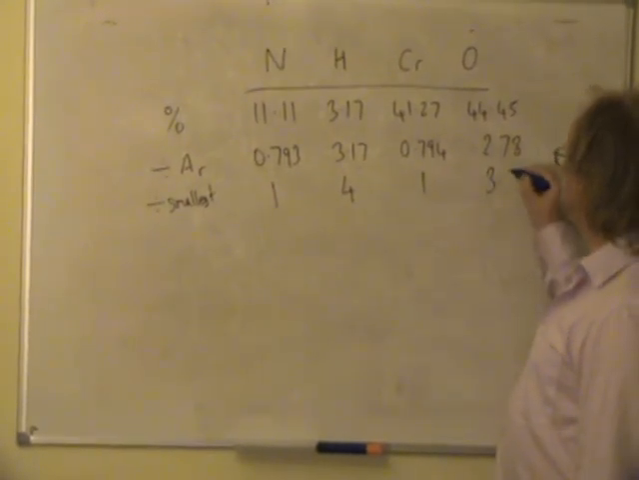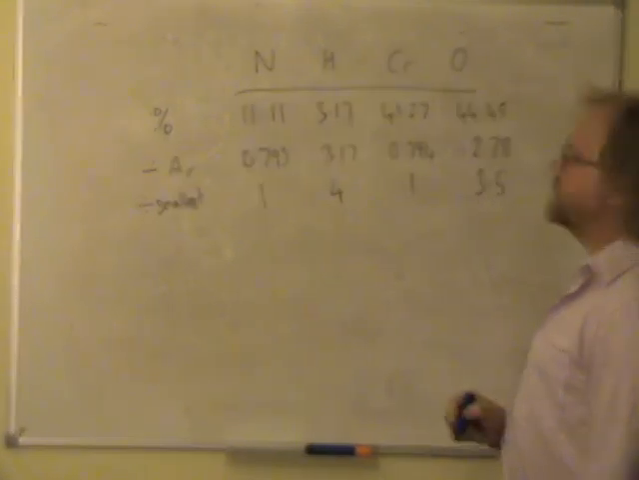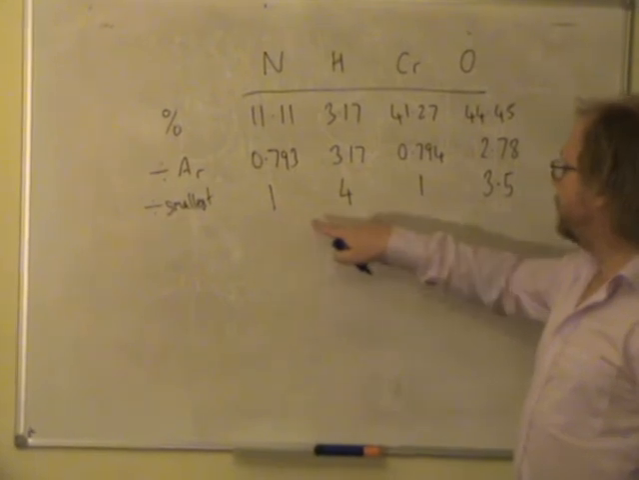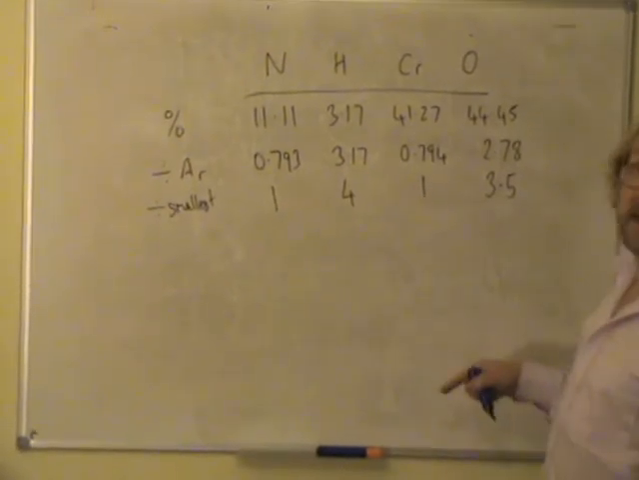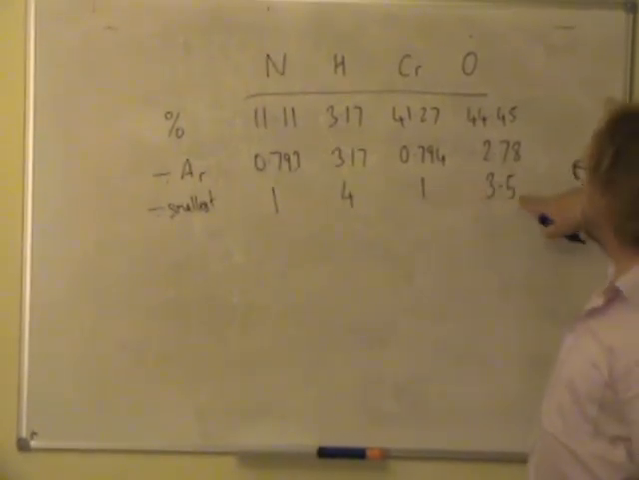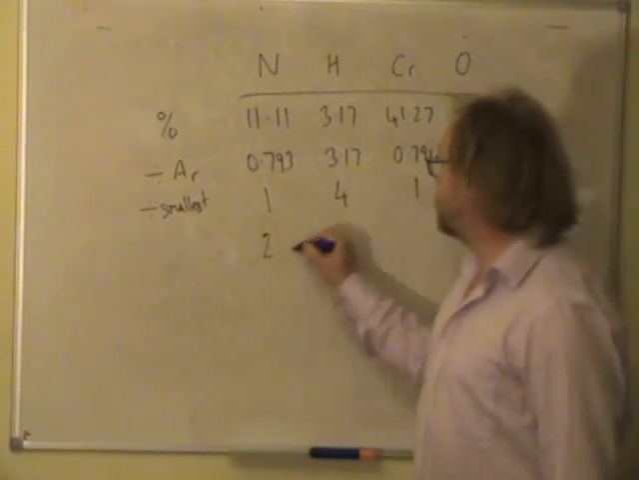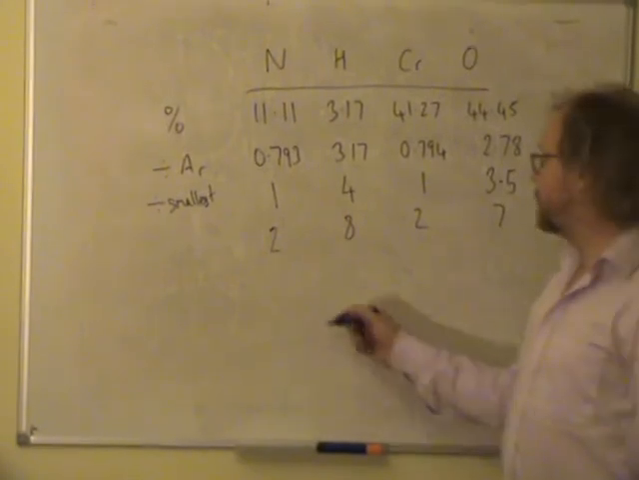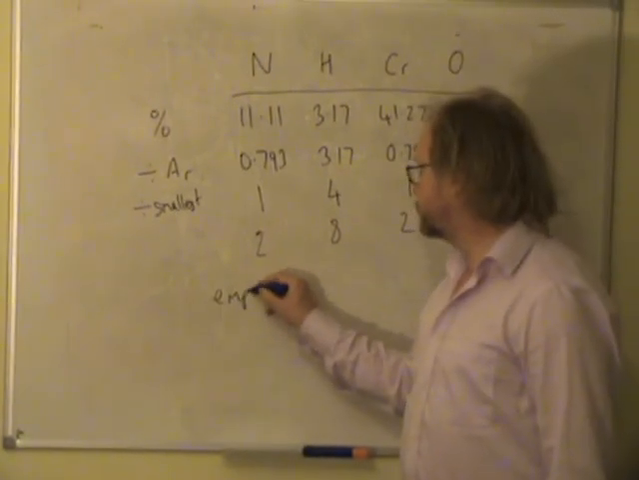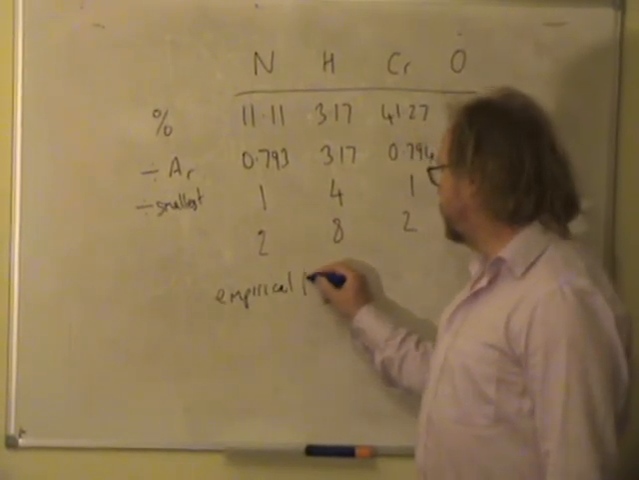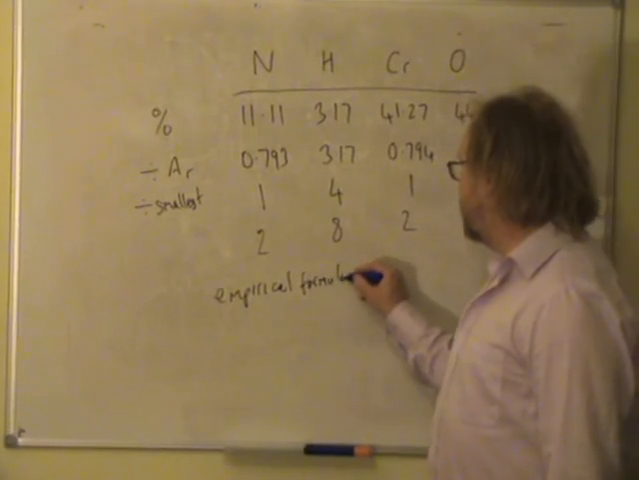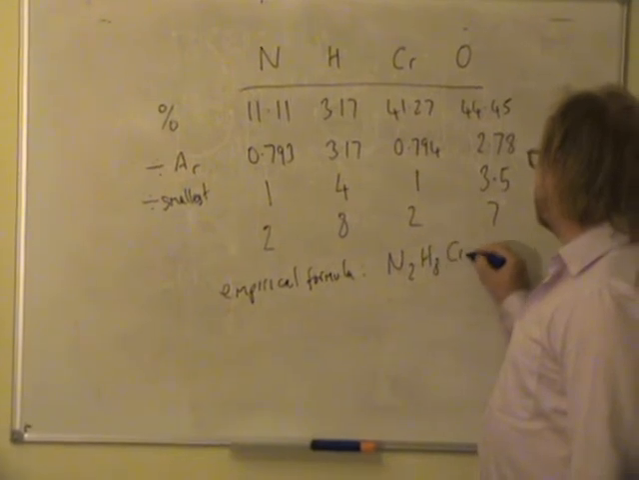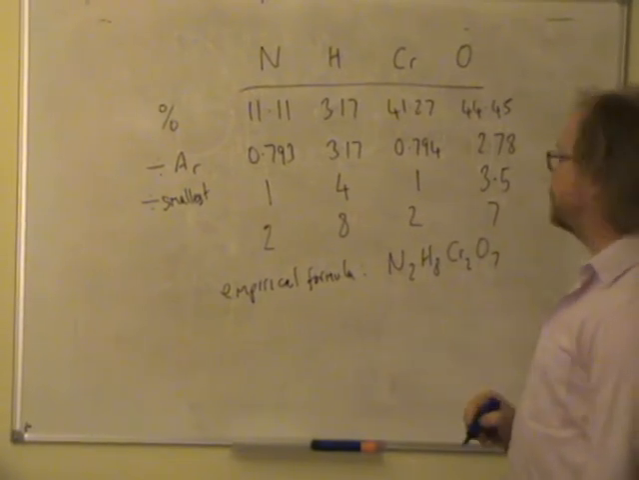But this one comes to 3.5. It doesn't actually give you a whole number straight away, but you can see easily now that you can still keep them in the same proportion and get whole numbers by simply doubling them all, so that you get 2, 8, 2, 7. And that gives you the empirical formula, which will be N2H8Cr2O7.